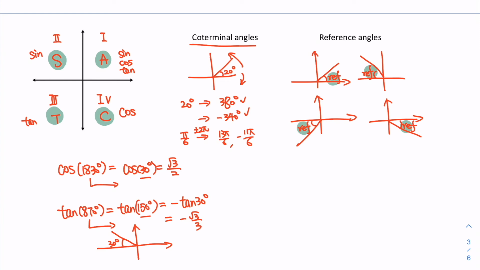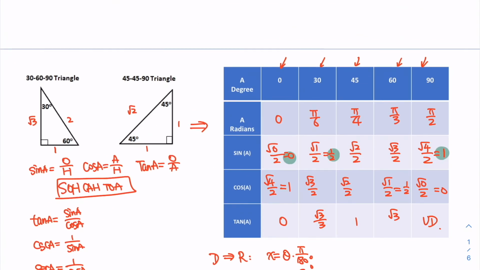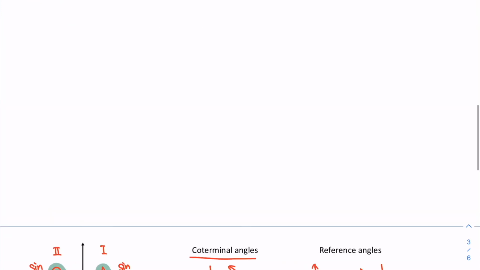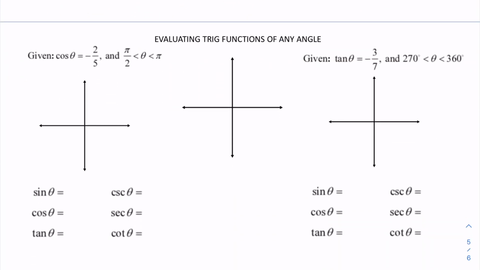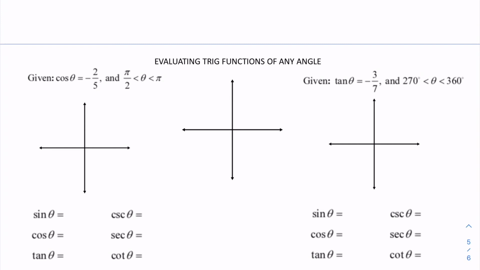We use coterminal angles to reduce the angle to 150 degrees. Use all students take calculus to get the sign, and use reference angles to reduce the angle again into the first quadrant. So that's why we only need to know the special angles of the first quadrant. That's it. Let's have a look at how we evaluate trig functions of any angle.